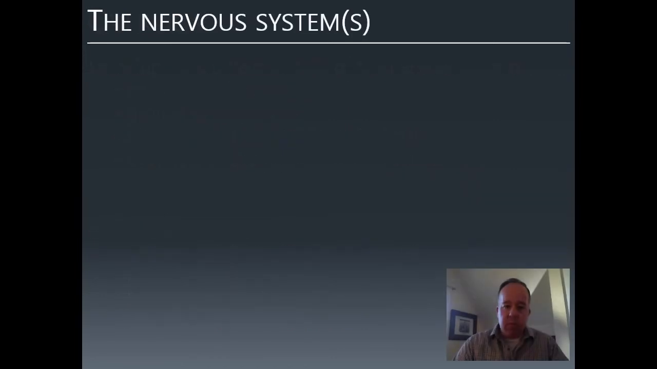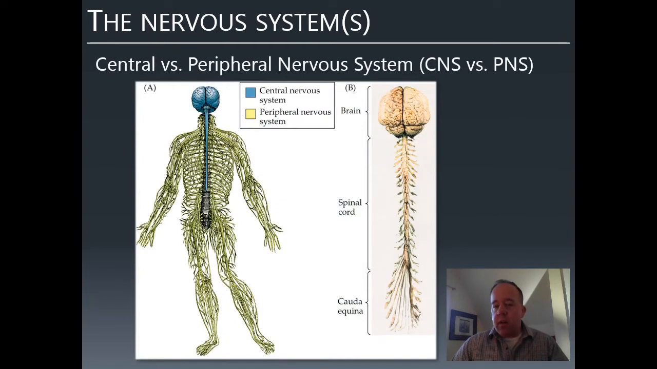So broadly, the nervous system can be divided into the central nervous system and the peripheral nervous system, often just referred to as the CNS and the PNS. The central nervous system consists of the brain and the spinal cord and a couple of what are called cranial nerves. More on that later. The peripheral nervous system is everything else. It's the nerves and neurons that leave the spinal cord and go to the rest of the body.